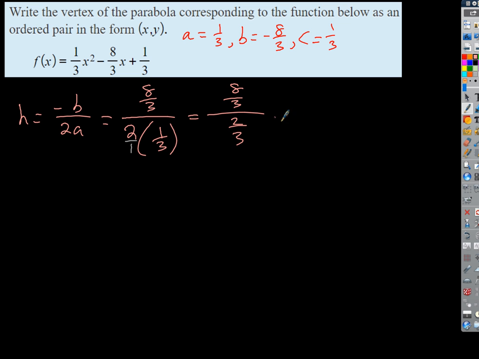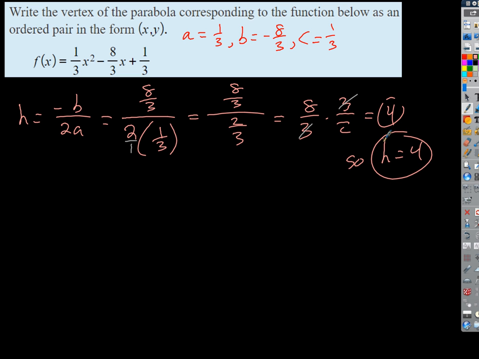So we end up with 8/3 times 3/2. That's pretty convenient. 3 divided by 3 cancels. And then what's 8/2? 4. So h equals 4, right? All we've got to do is find k then. So what's our strategy for finding k? Plug in. Taylor Baum, what do we do to find k? If I found the x coordinate, how do I find the y coordinate?